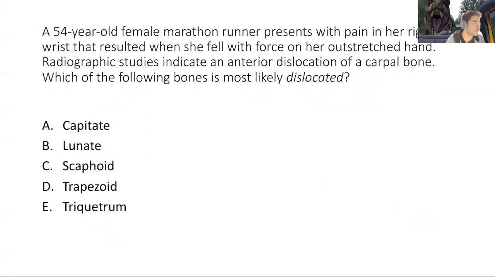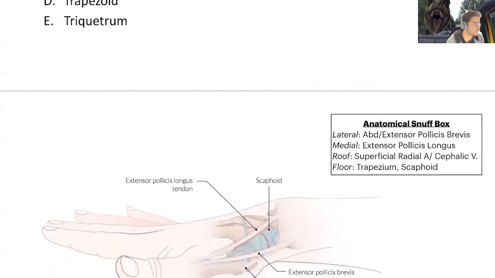That is a buzzword, so keep that in mind. Anterior dislocation of the carpal bone, which is the bone most likely dislocated, is important: the lunate. Okay.